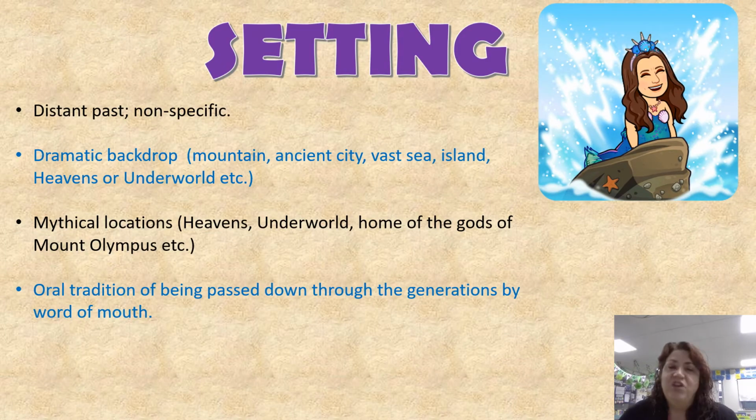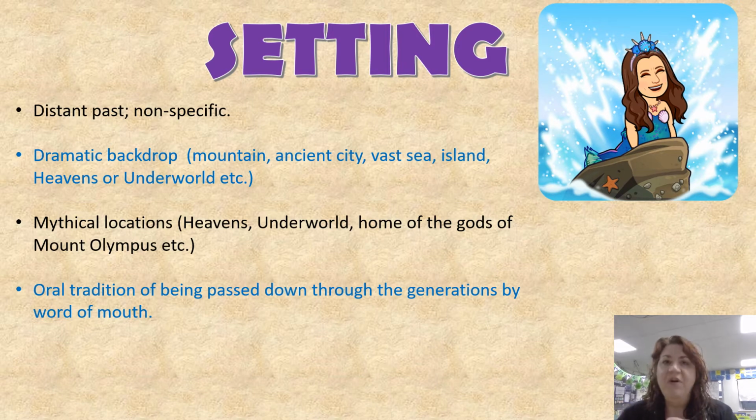So we're going to start by having a look at the settings that you may have in a myth. And again, we're going to be thinking about Greek myths here, but a lot of these are transferable to others. But let's have a look mainly at Greek mythical settings. They are set in the distant past. They would have been told originally around 1,500 to 3,000 years ago. So a long, long time ago, up to 3,000 years ago.